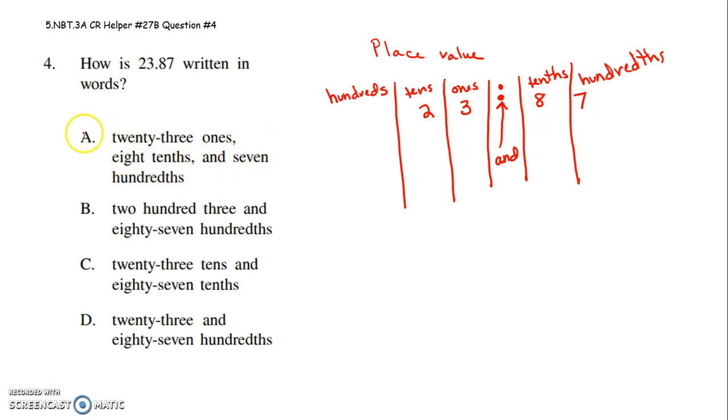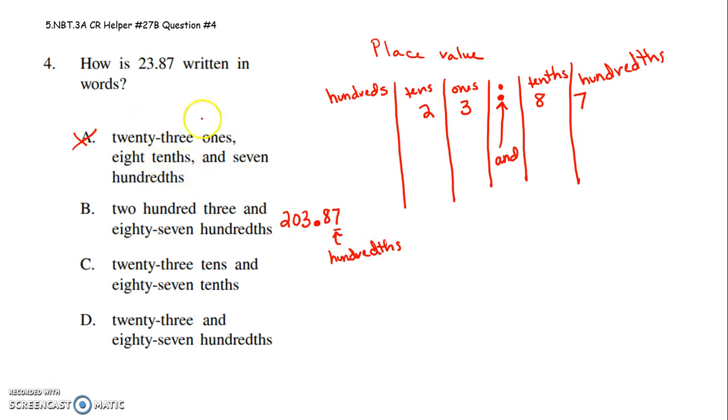But that's just not how we write it. That's naming the place values. And we never say 23 ones. We'd say 2 tens, 3 ones. It's just how we'd say it. 203 and 87 hundredths. Let me show you what that number looks like. 203 and 87 hundredths. If it's 87 hundredths, the 7 will end in the hundredths place.